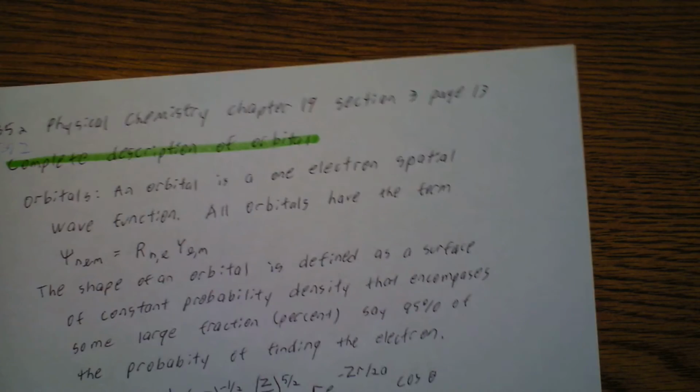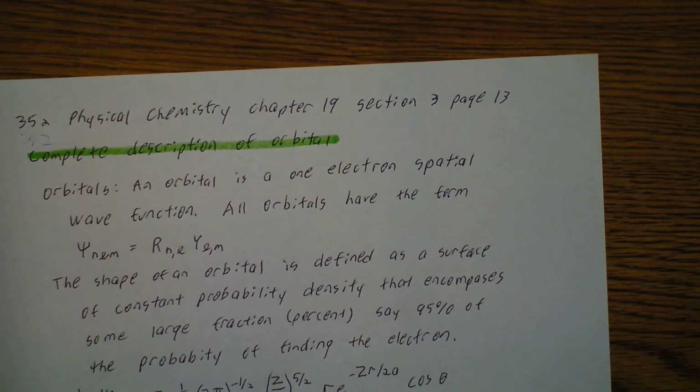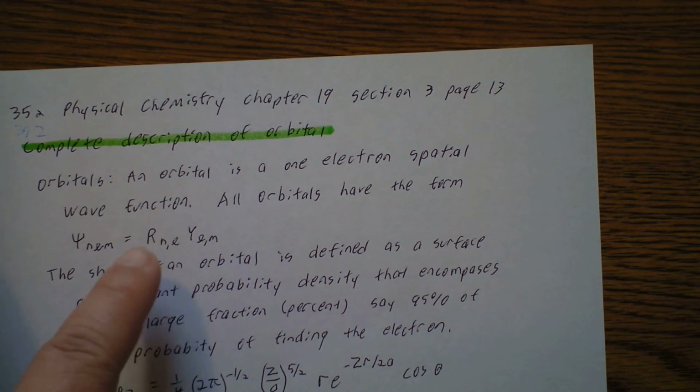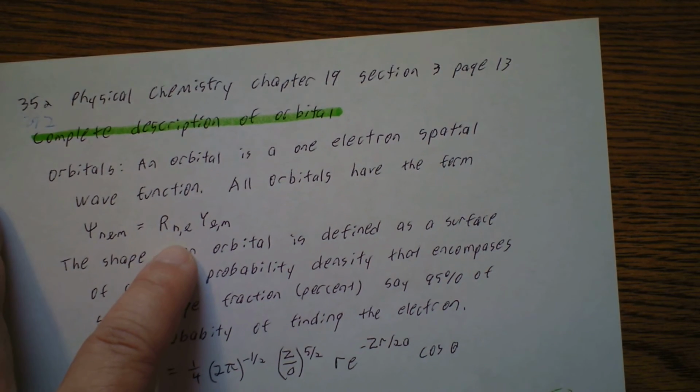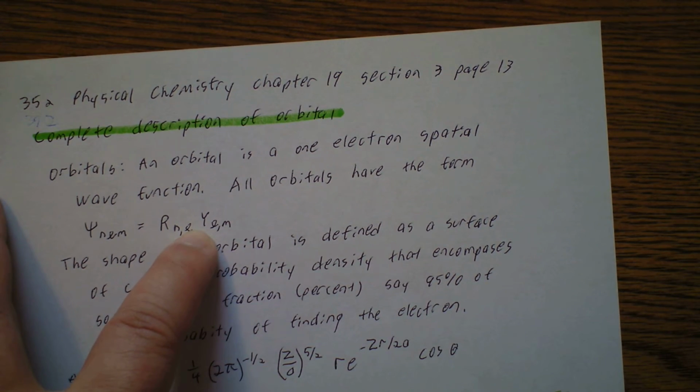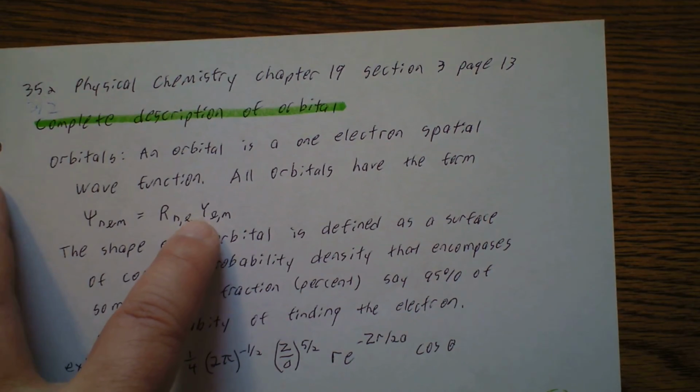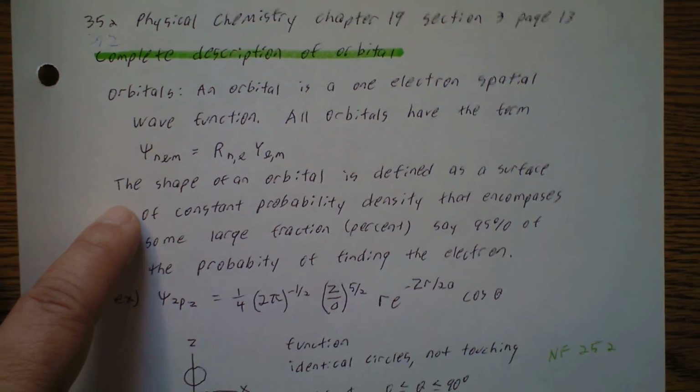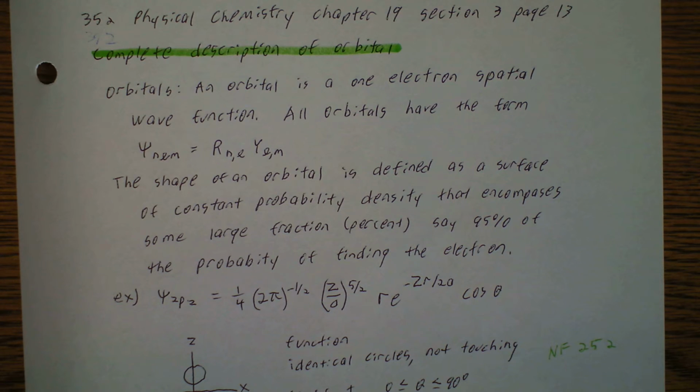Now let's do a complete description of the orbital. So an orbital is a one electron spatial wave function. All orbitals have the form of psi based on n l m quantum numbers, and they can be written as a function of r, which is a function of the n l quantum numbers, and the angle Y, which is l m quantum numbers. The shape of an orbital is defined as a surface of constant probability density that encompasses some large fraction or percent, say 95%, of the probability of finding the electron.